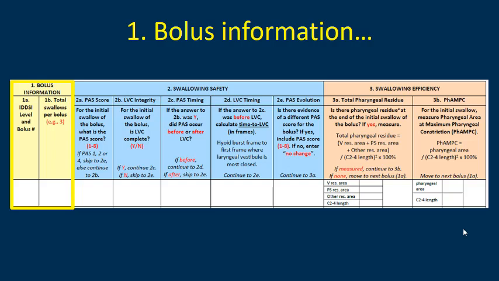In column 1B, we ask you to document the number of swallows that the patient has performed for that bolus. In cases where a patient performs more than 1 swallow for a bolus, the measures in the remaining columns of the worksheet will be taken on the first or initial swallow. However, there will be places where you also document observations of change on subsequent swallows. I'm now going to hand over to Talia, who will take us through some examples involving impaired swallowing safety.